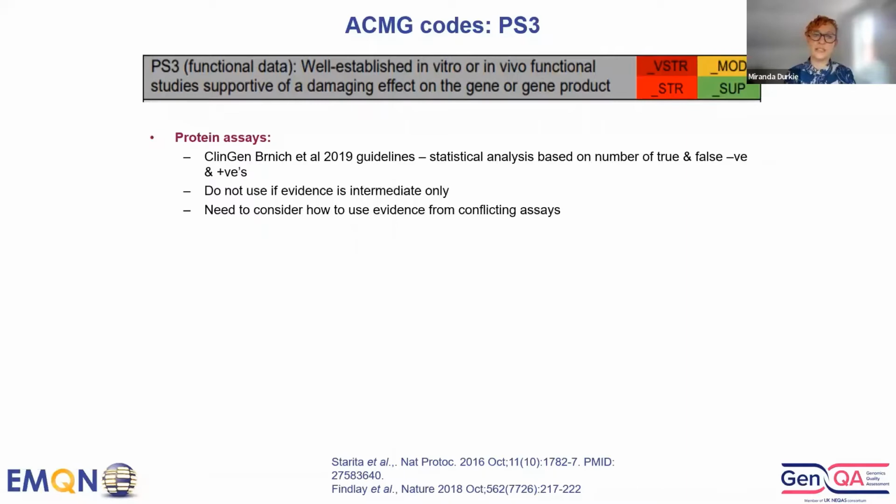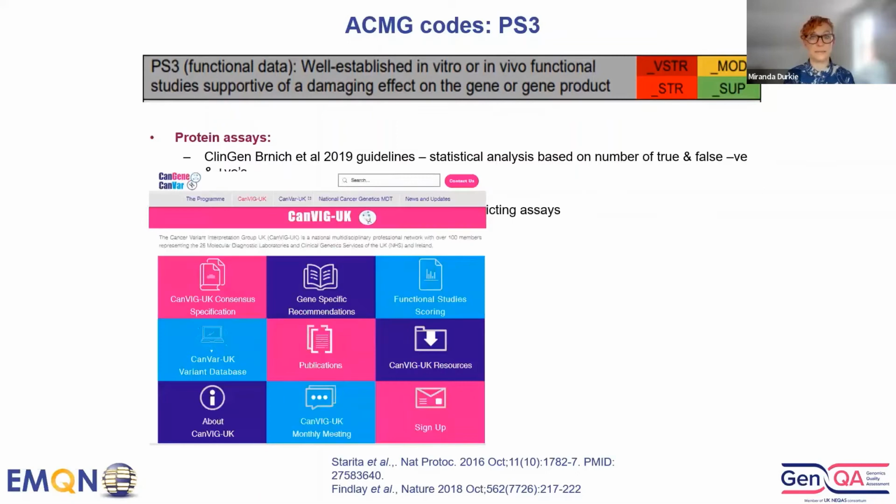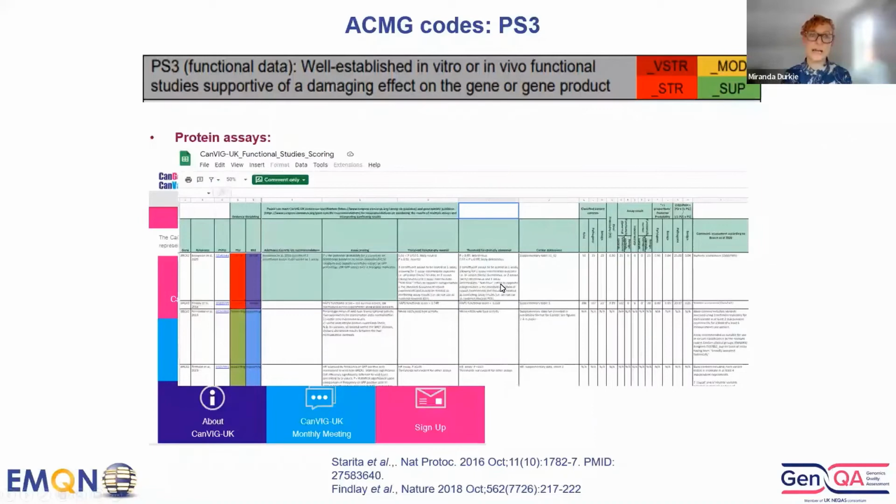And actually in cancer susceptibility, we're now very lucky that we have multiple of these very large multiplex assays. And so we need to consider how to use the evidence from different assays, particularly if it's conflicting. So just to highlight another useful tool on the CanVIG website, in the top right hand corner you click this button saying functional study scoring. It brings you up an XLS with all the main functional studies, which have all been analysed and assessed by the Brnich guidelines for you. And it shows you what strength you can use, but all the information and statistics, etc., is provided.